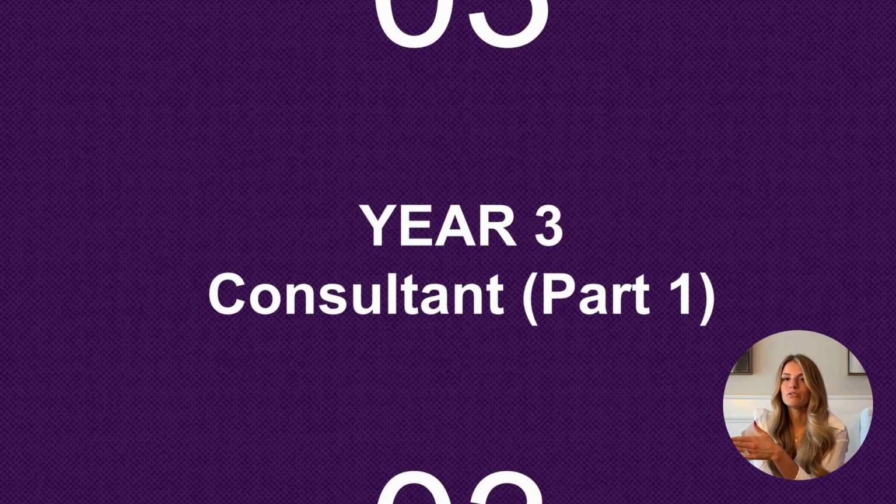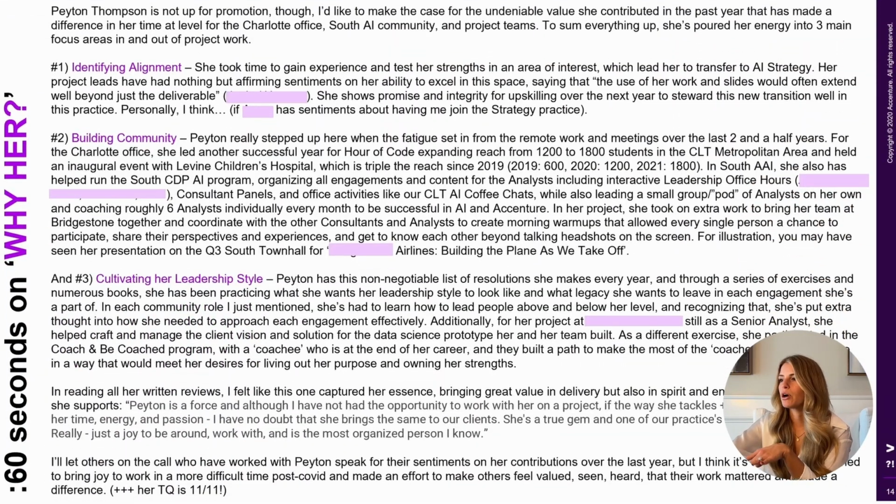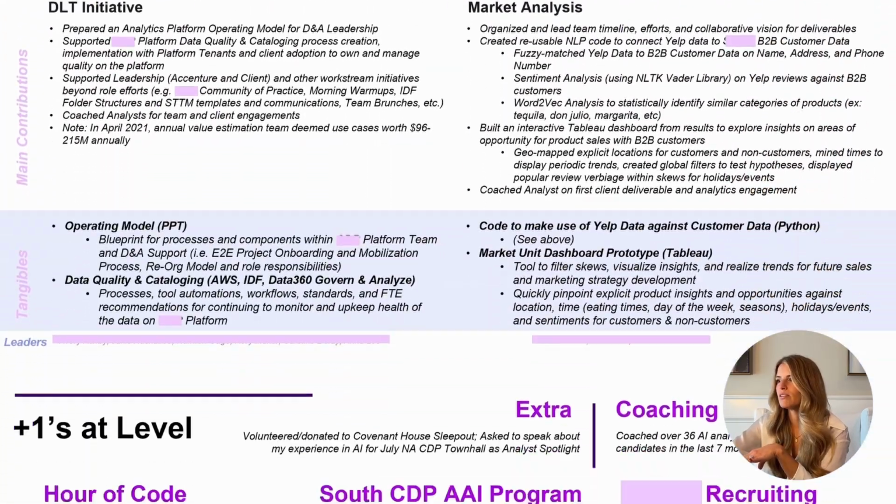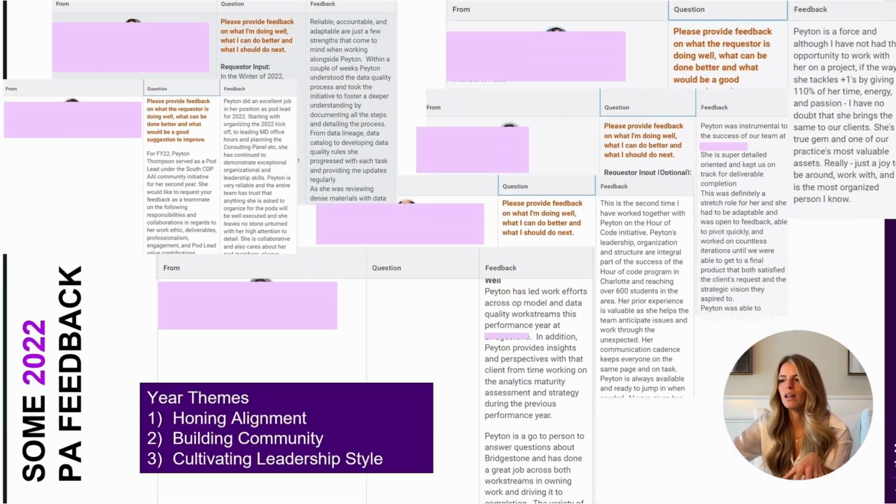So at this point, I wasn't pitching for manager. I was just pitching for a raise. So I have my pitch summary here. I have my project value at level here, my +1s at level here, some feedback: owning alignment, building your community, cultivating leadership style. Those were all sentiments that I had gotten at that point in time.